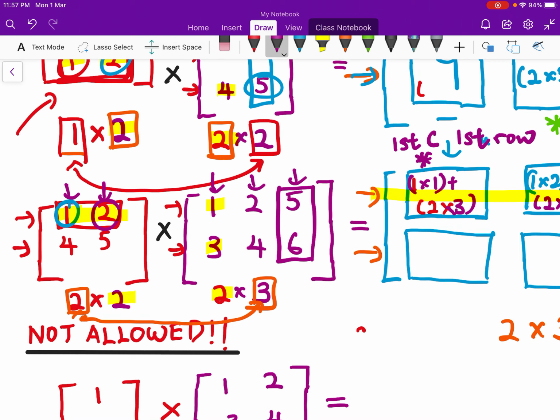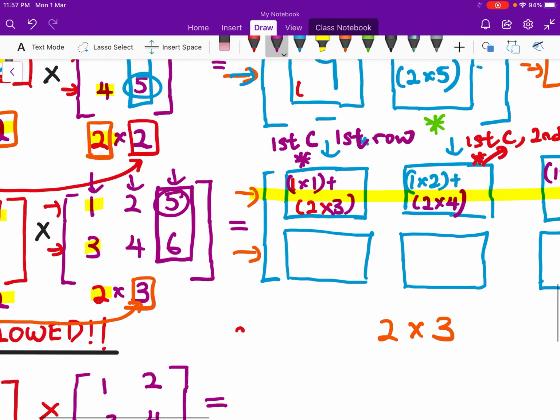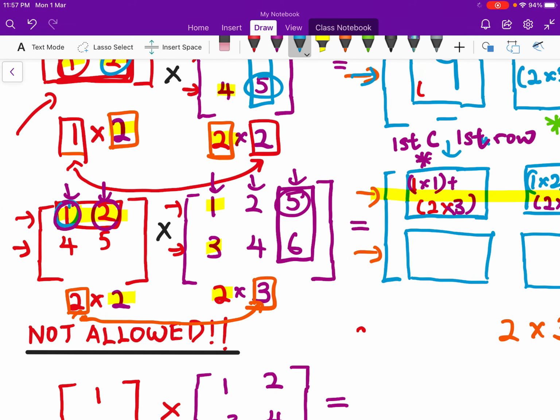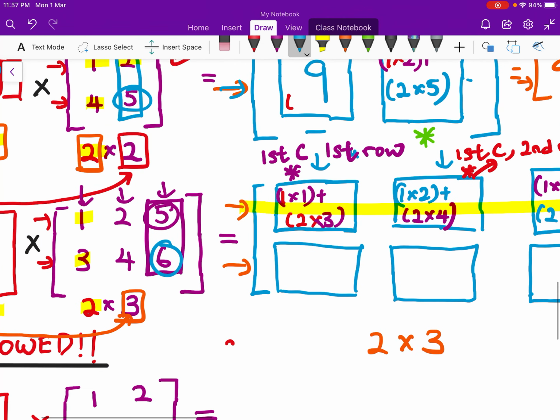Alright, same thing. First number times first number. The first number here is 1 times your first number, 5. So 1 times 5. Put a plus sign. Then the second number, 2 times your 6. So 2 times 6. Alright, so let us move on to this box here.